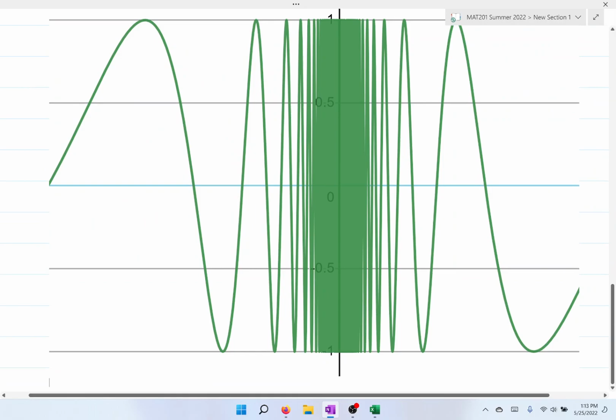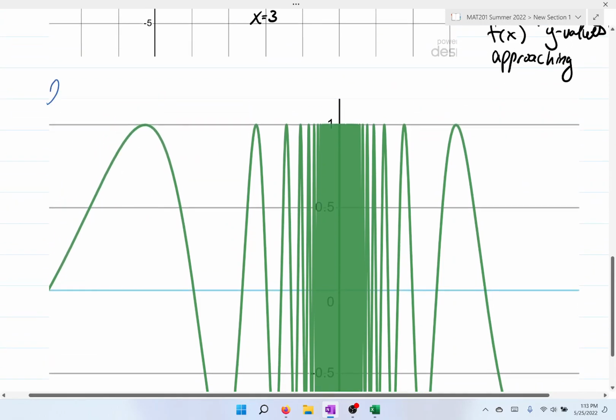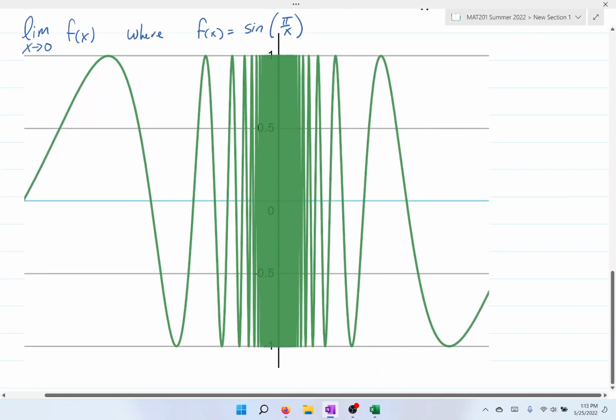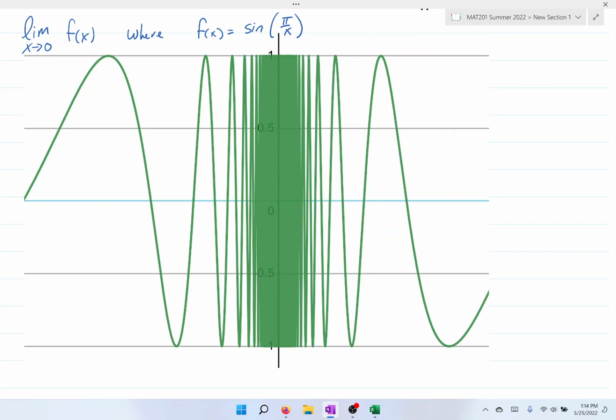All right, and then here's the problem. What if I ask you to evaluate the limit as x approaches 0 of f of x, where f of x is going to equal the sine of pi over x? Well, clearly you could see the issue here. This oscillates uncontrollably the closer and closer you get to 0. Okay? So then we need to think of another way to do this.